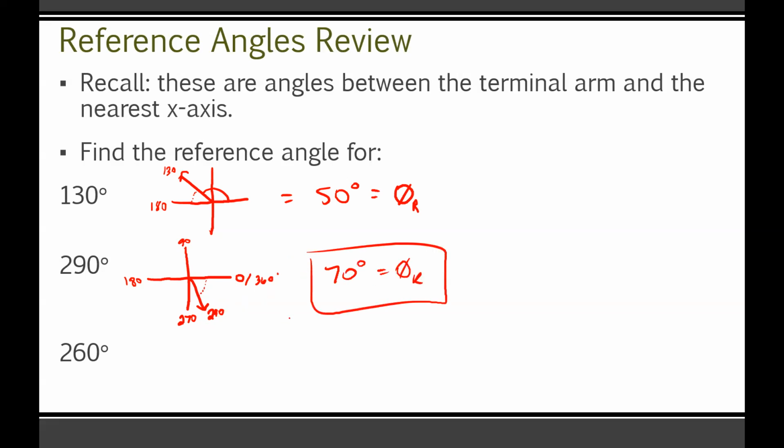There you go. Last one here, 260. Once again, just draw this 270 straight down. So 260 is just over here. Our nearest x-axis is 180 this time around. So we're comparing 180 with this 260. Again, the difference between those two, you just subtract the smaller one from the larger one in this case. So the distance between those two is 80 degrees. So 80 degrees equals theta r.